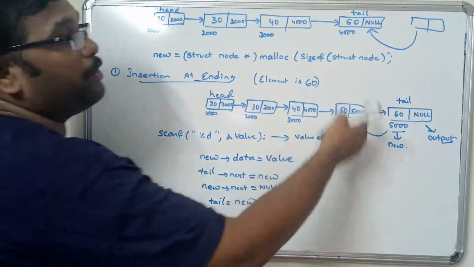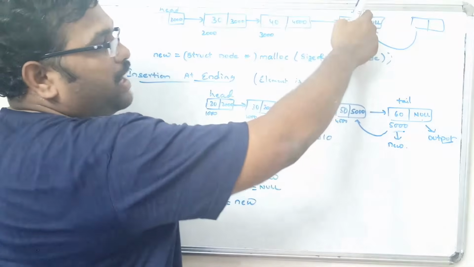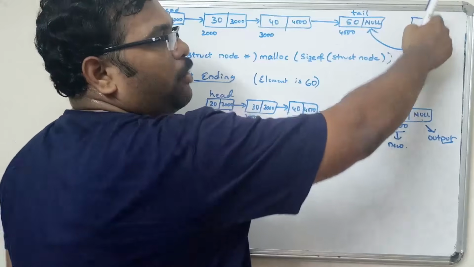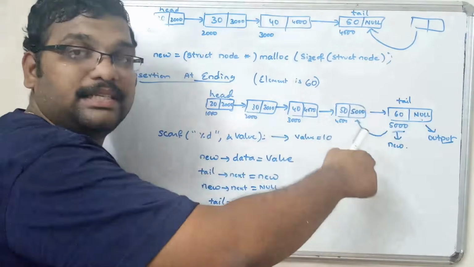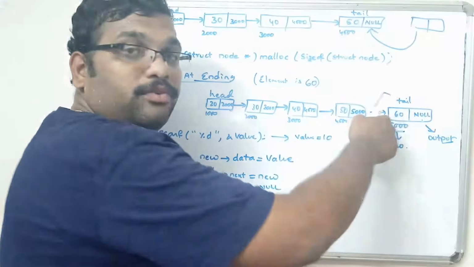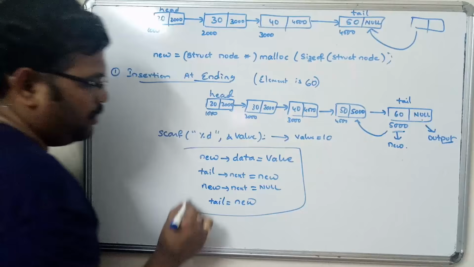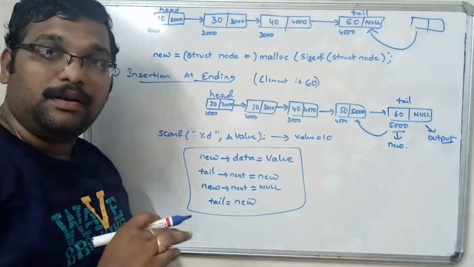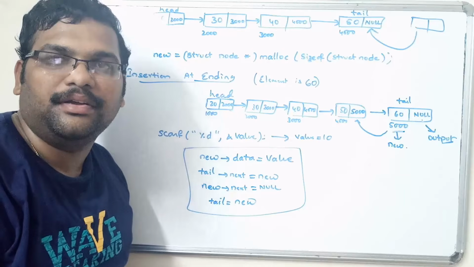Tail is at the last but one element, so tail should be positioned pointing to the last element. So tail is equal to new. Whatever element we are inserting, the tail will be pointing to the particular last element. So this is the simple code for inserting the element at ending position, right?